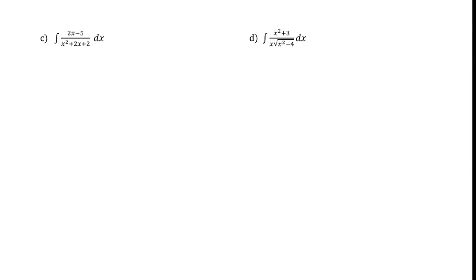Going on to C, we only have 3 more examples, so we're 2/5 of the way done. Okay, let's look at this one. Remember, we're pretending we are not from this section. Okay, what would we think? We would say, well, it looks like u could be x squared plus 2x plus 2. Does that work? What is du? 2x plus 2.